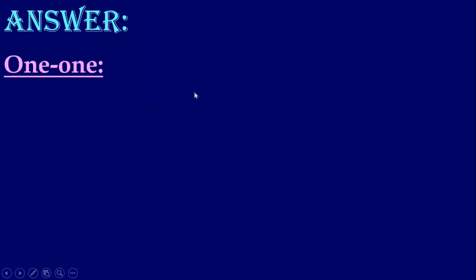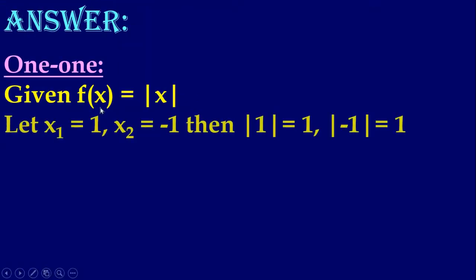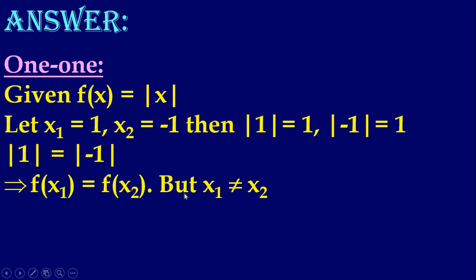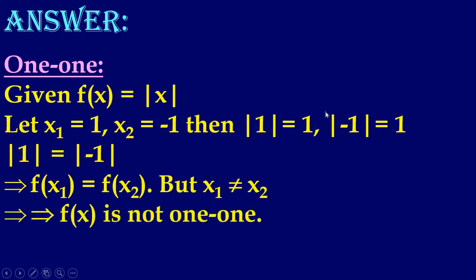First we prove it is not one-one. So here also we take some examples. It is given f of x equals mod x. We take x1 equal to 1 and x2 equal to minus 1. Here mod of 1 is 1 and mod of minus 1 is also 1. So mod 1 and mod of minus 1 are the same. So we can write f of x1 equals f of x2, but x1 is not equal to x2. So therefore this function is not one-one. Here different elements have the same image.